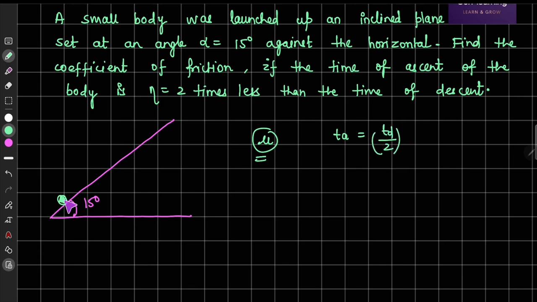So basically, when this particular body is going in the upward direction, the time taken by it is TA, that is the time of ascent, and when the body is coming in the downward direction, the time taken is TD, that is the time of descent. Okay, so let us first say that the body is launched with a velocity of u.